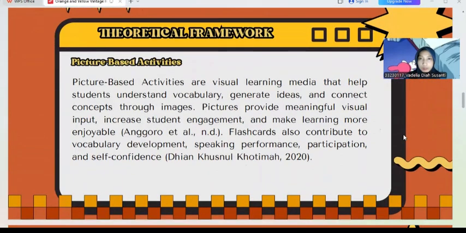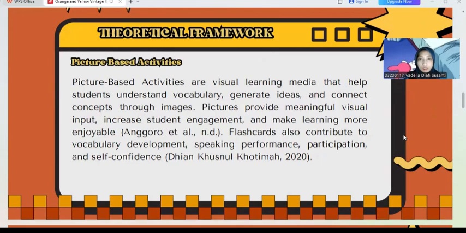The next is picture-based activity. Picture-based activities are learning activities that use pictures as the main teaching media. Pictures help students understand vocabulary, connect ideas, and remember new words more easily. They also make learning more interesting and enjoyable because students get clear visual support. In addition, flashcards can improve vocabulary, speaking performance, classroom participation, and student confidence.